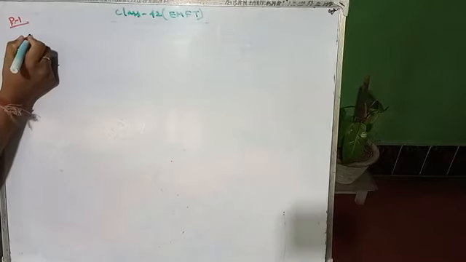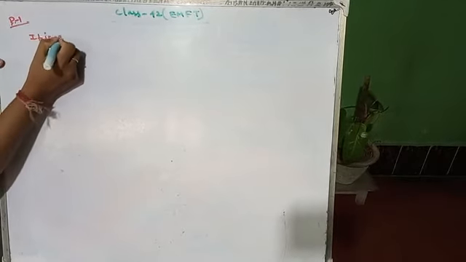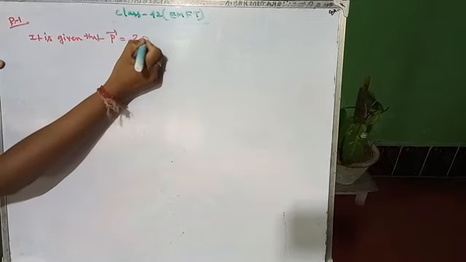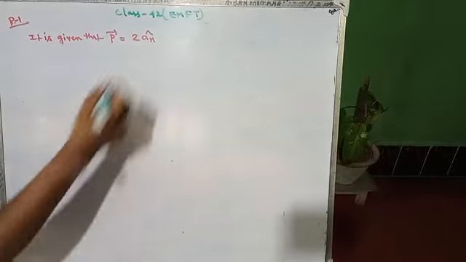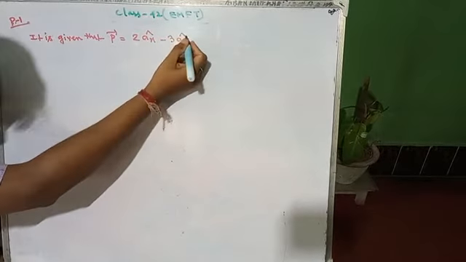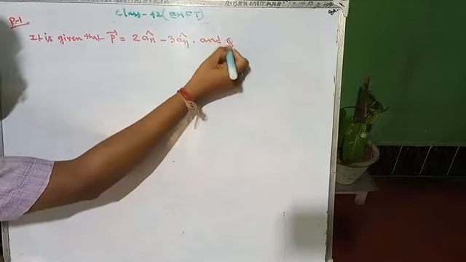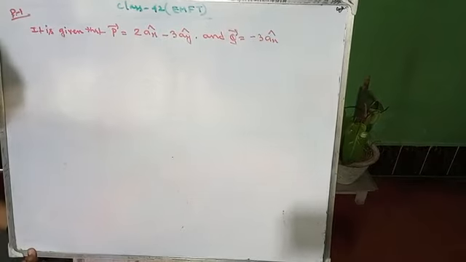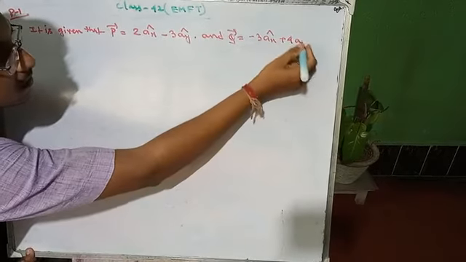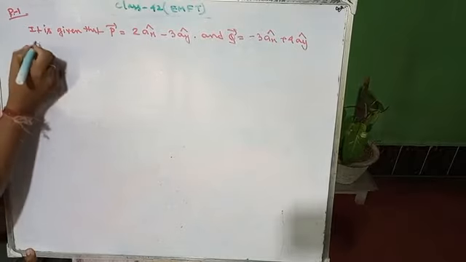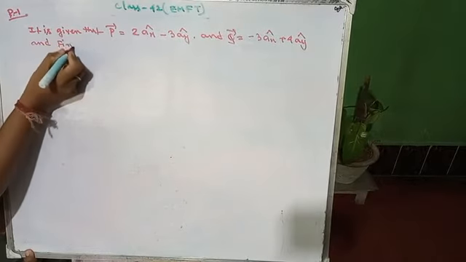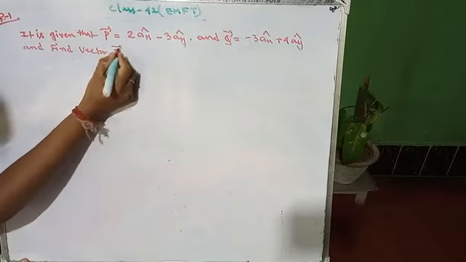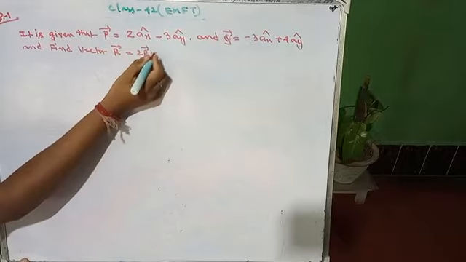It is given that P vector equals 2ax cap minus 3ay cap, and Q vector equals minus 3ax cap plus 4ay cap, and find vector R equals 2P vector plus 3Q vector.